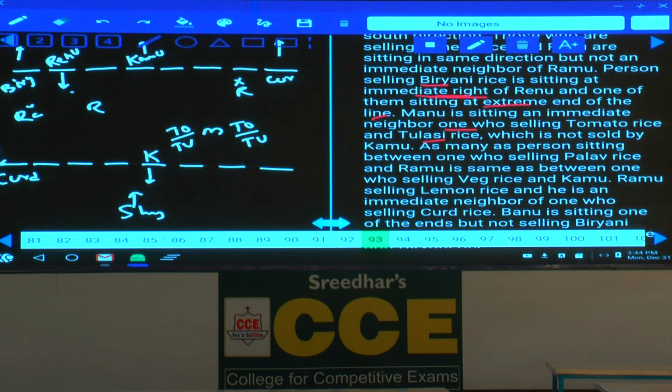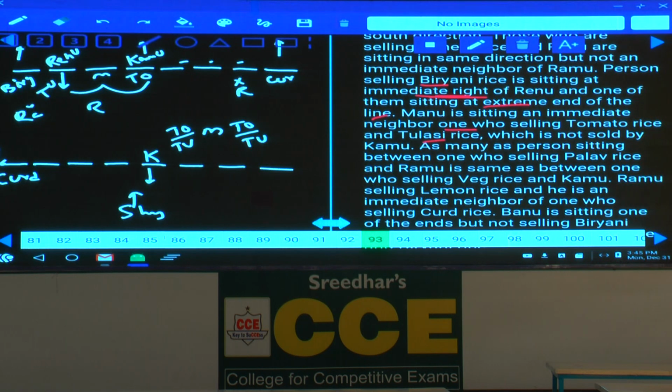As these three must be together, where can we have this one? If Manu is here, tomato or tulsi can be here, and here also there is a possibility, 1, 2, 3. Here also there is a possibility, two possibilities in this one once again. And tulsi rice is not sold by Kamu. If this is the possibility, this is tomato, and this must be tulsi, isn't it? In the other possibility, these three can be in a different arrangement as well.